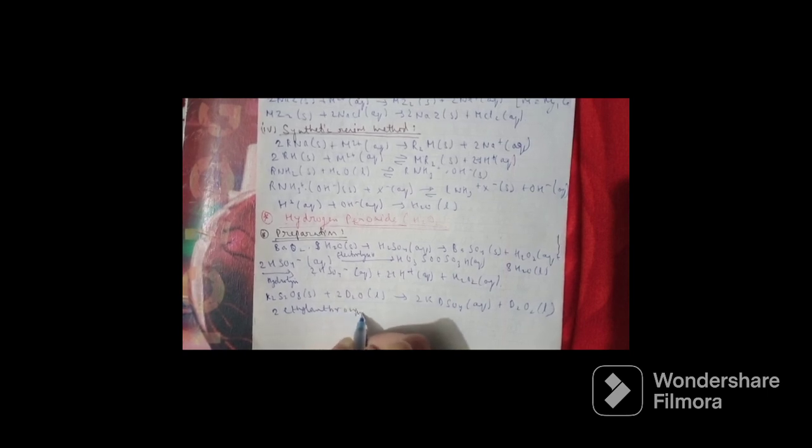And the third method we talk about is with another equation. Industrially it is prepared by the auto-oxidation of 2-alkylanthraquinols, for example 2-ethylanthraquinol. In the presence of O2, which is air, it will give H2O2 plus the oxidized product.